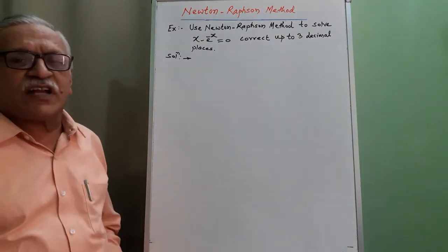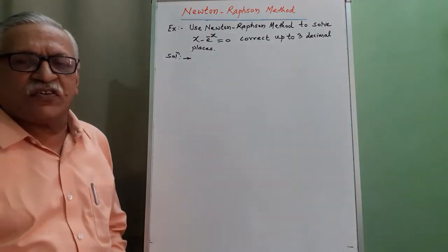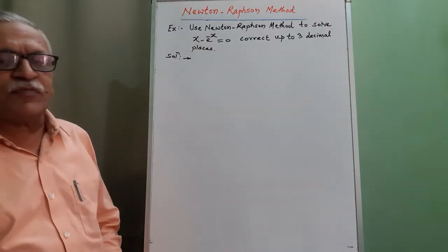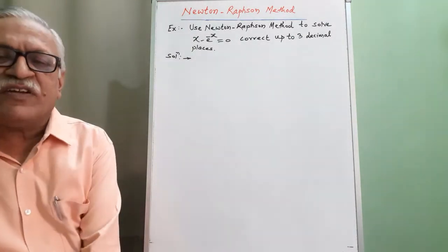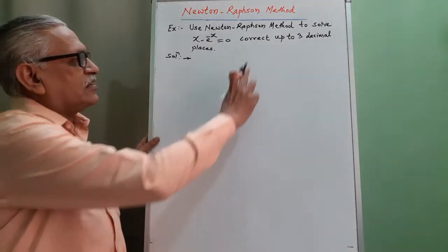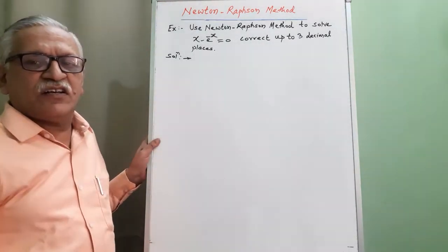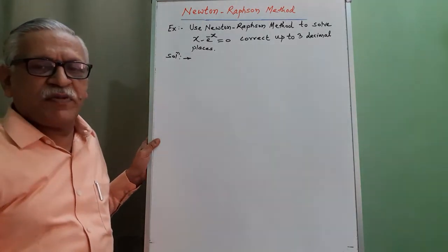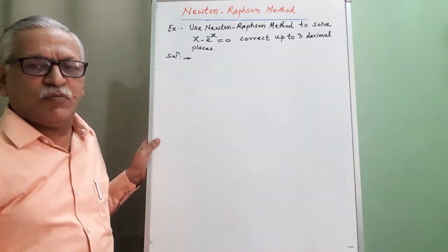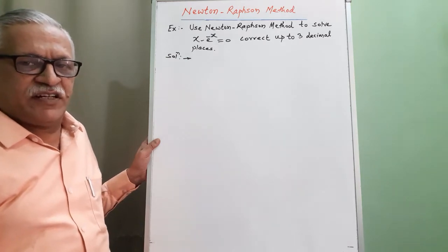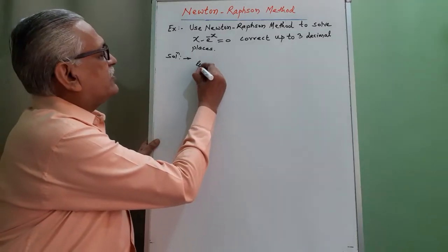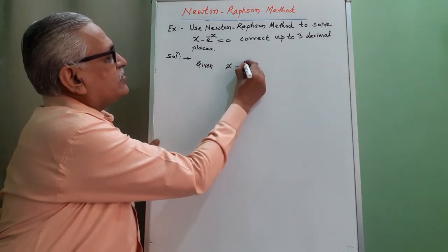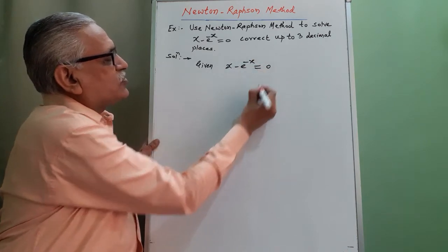Example: use the Newton-Raphson method to solve the equation x minus e raised to minus x is equal to 0, correct up to 3 decimal places. As we require the solution correct up to 3 decimal places, fix your calculator for 3 digits only. By performing the steps mode, fix and then 3 digits, the given function is x minus e raised to minus x is equal to 0.